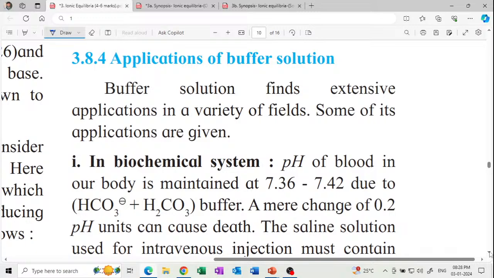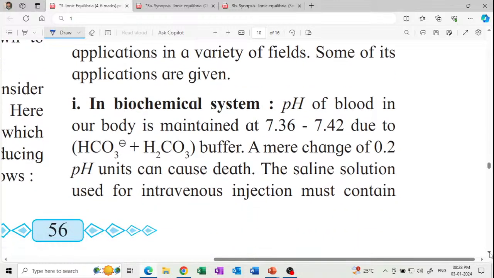Yes, these are the applications of buffer solutions. In biochemical systems, the pH of blood in our body is maintained at 7.36 to 7.42. This is one of the first applications. This is because of the carbonate-bicarbonate buffer.